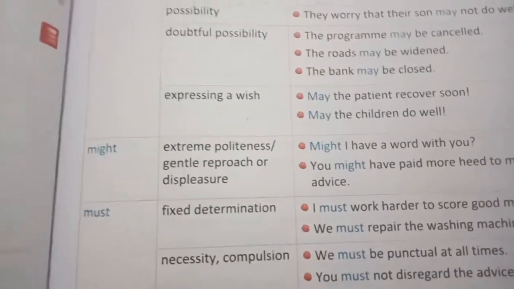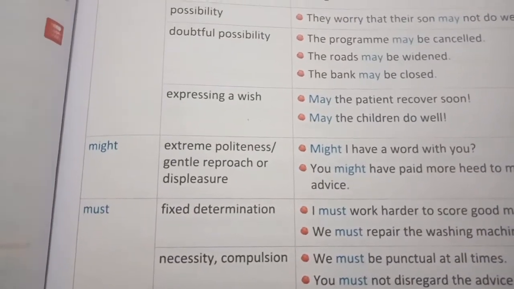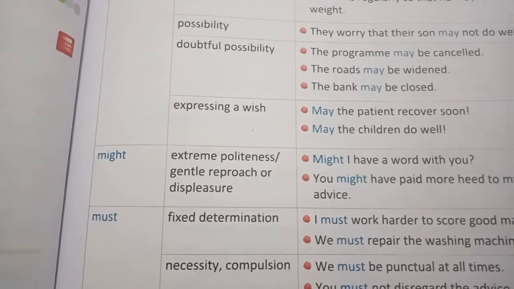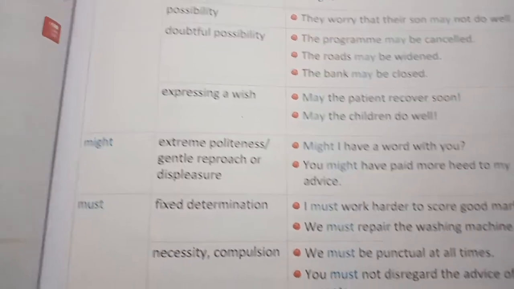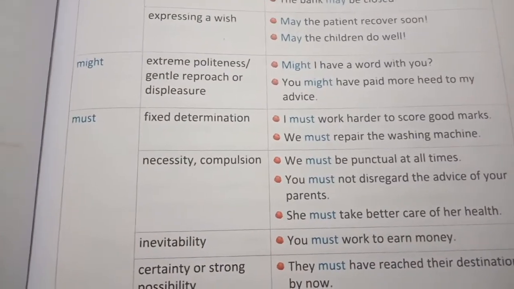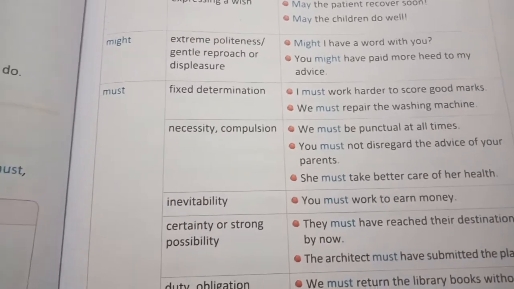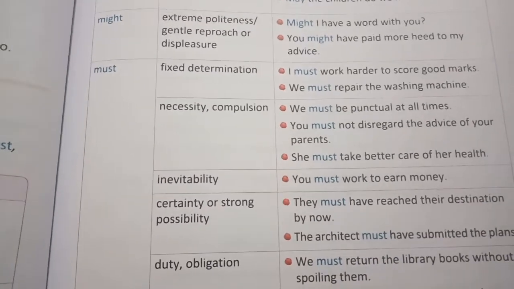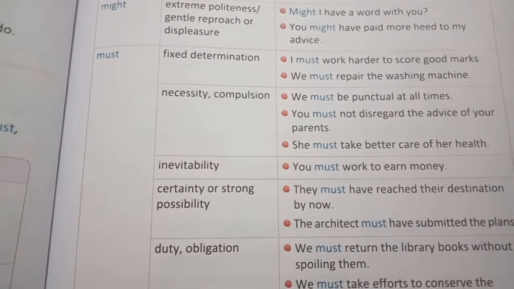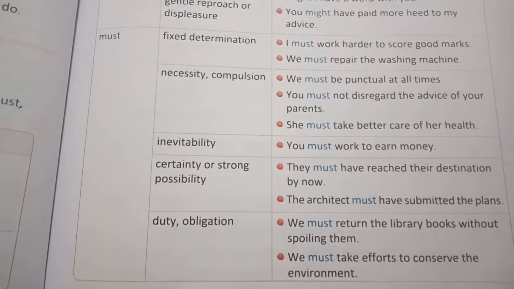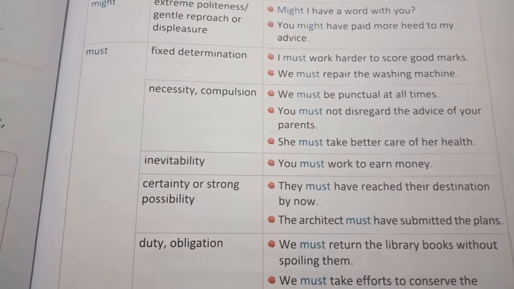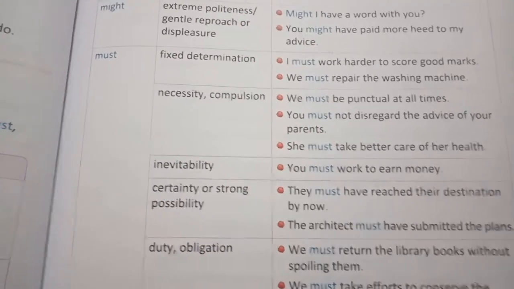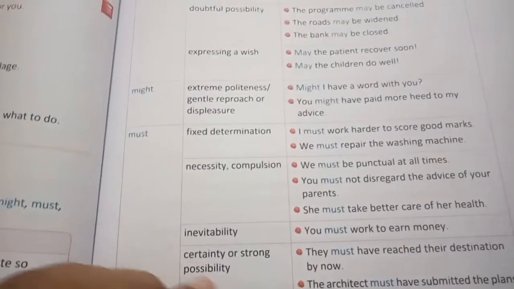Might: extreme politeness, gentle reproach or displeasure. In these situations we are using might. Must: must is used for fixed determination, necessity, compulsion, inevitability, certainty or strong possibility, duty, obligation. These are the situations where we are using must. Go to the next page.